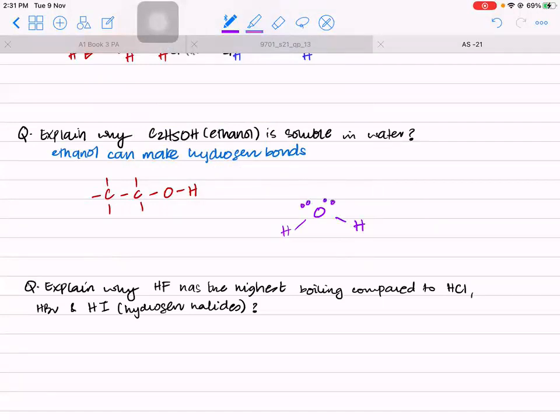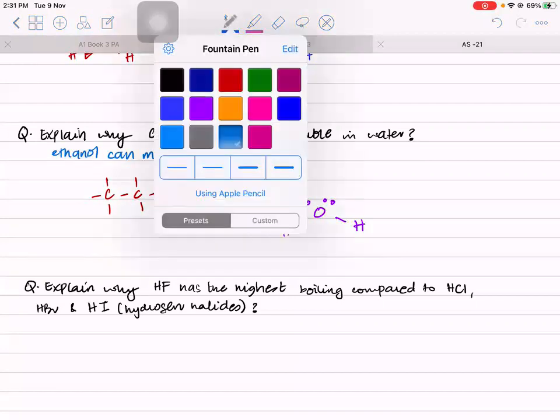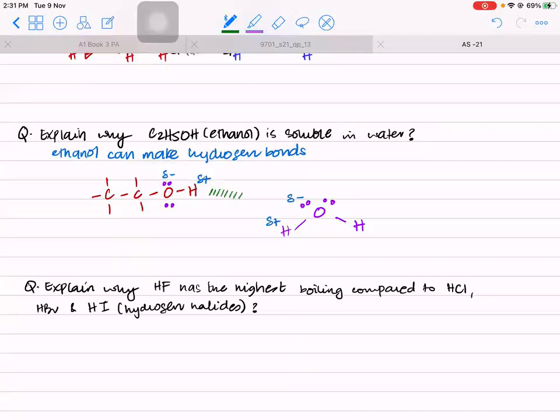Water has two lone pairs. Oxygen here has two lone pairs as well, because oxygen is in group 16. So you have two lone pairs over here. This side is partial negative, this side is partial positive, partial negative, partial positive. You can show hydrogen bonding from this H plus to the lone pair of the adjacent molecule, or you can show it from this lone pair to the adjacent H plus, like this. This is hydrogen bonding. And because it can make hydrogen bonds, it will be soluble in water. Clear? You can show both, or either or.